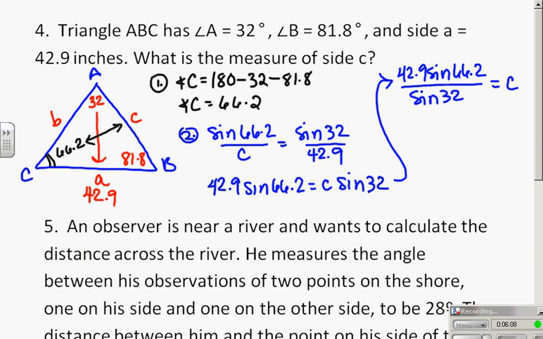Now some of you might be wondering why I don't change the sine of 66.2 into a decimal right now. Why don't I change the sine of 32 into a decimal? Remember, the more times you round, the more rounding error you get in your problem. So I tend to wait until the very end so that I can multiply these two together and then divide by the other, carry all the decimals in my calculator, and I come up with a better, more exact answer. And you should find when you do that, that c is 74.1.